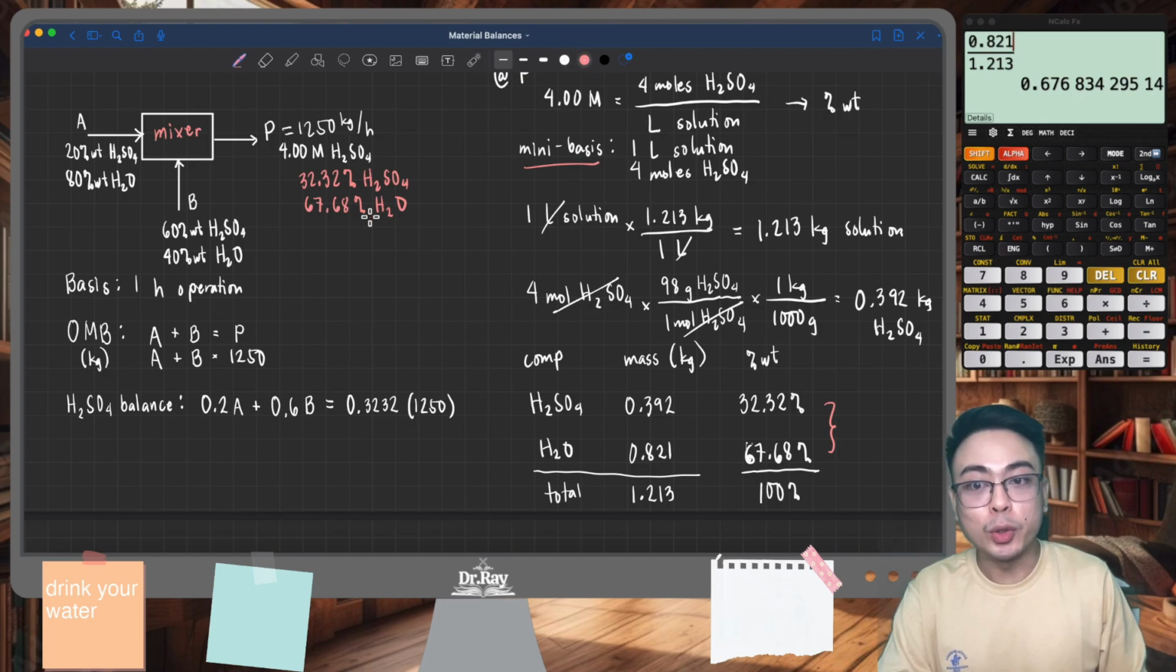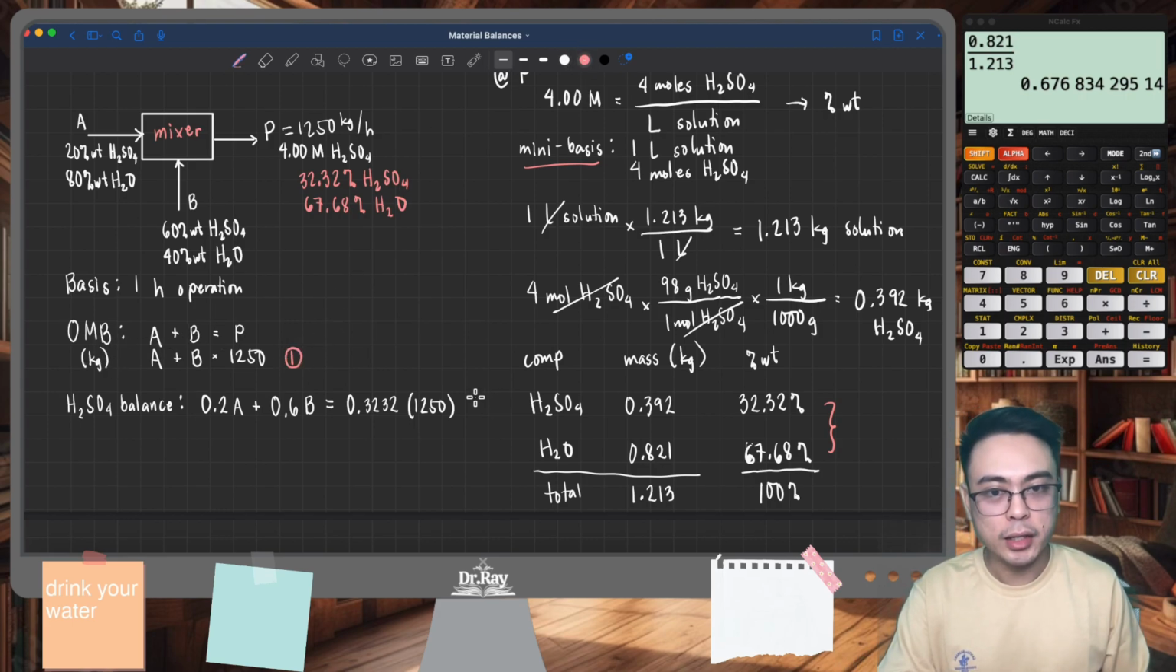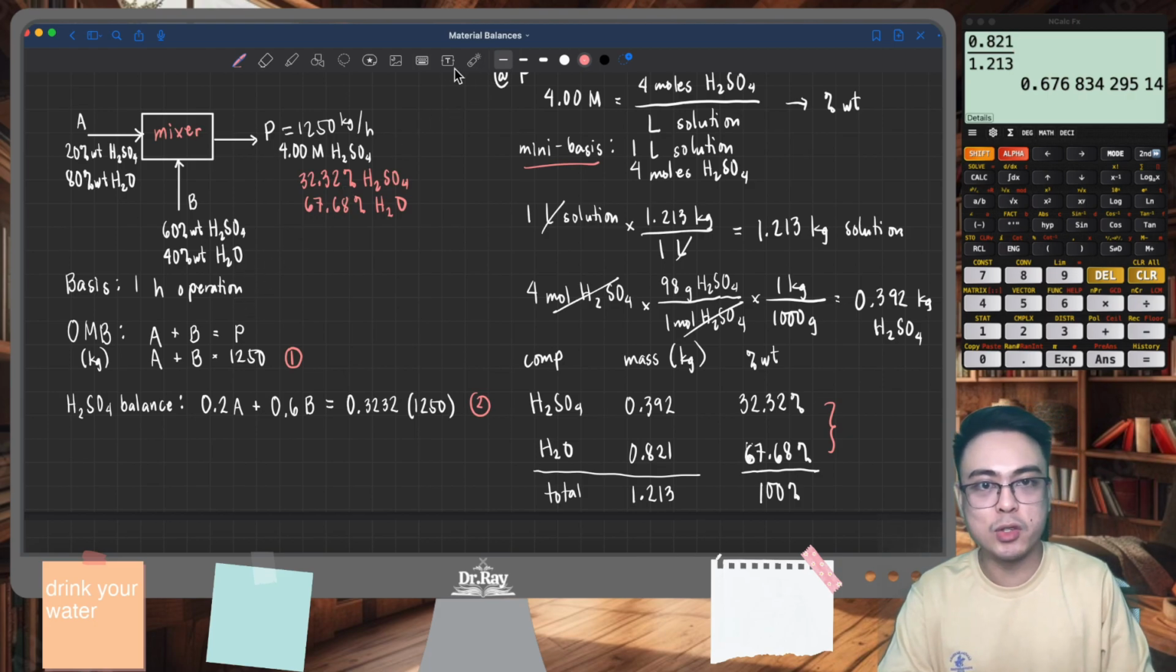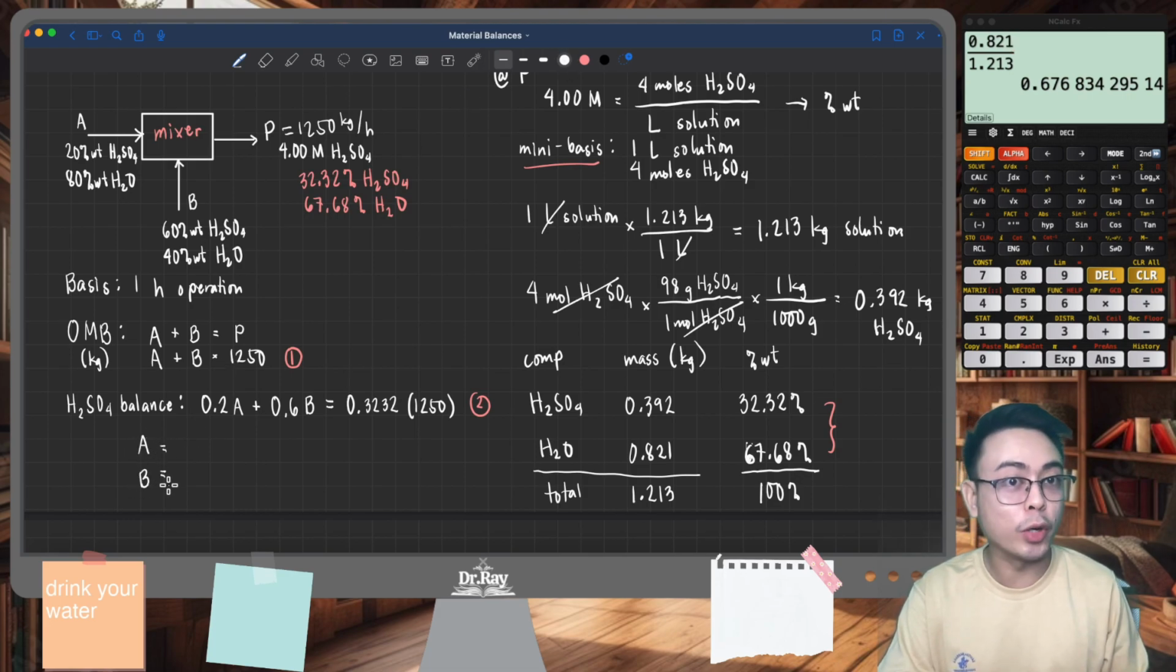Now we have our two equations right here. The first equation comes from my OMB, and the second equation comes from my sulfuric acid balance. You can solve those two equations with two unknowns directly on your calculators. Or if you're not allowed to use calculators, you can perform substitution or elimination methods to determine the values of A and B. But for us, we can do that straight in our calculator right here. Okay, so let me do those calculations.